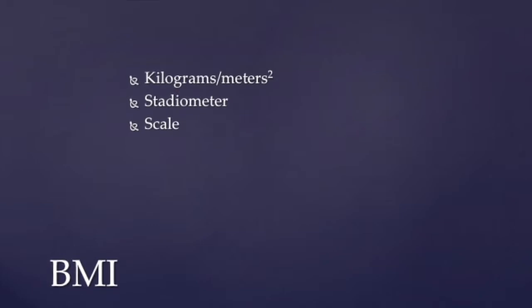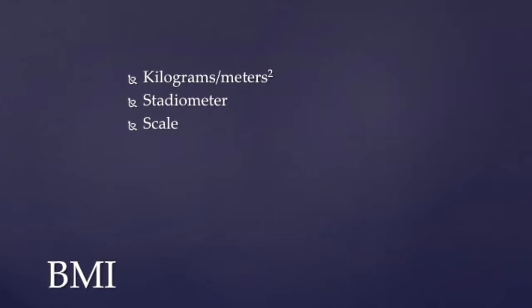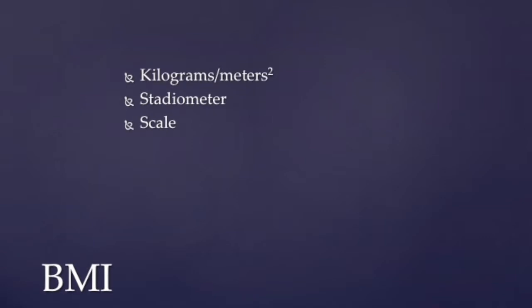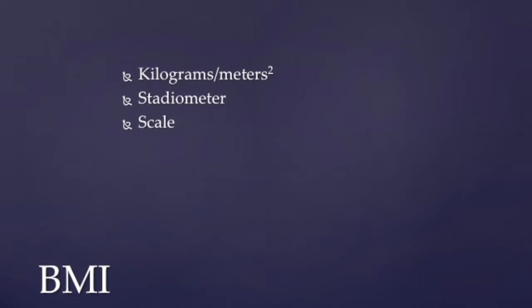BMI measures your weight relative to your height. The units used with BMI are kilograms divided by the height in meters squared. Equipment needed to calculate BMI is a stadiometer and also a scale. Height and weight measurements should be taken with shoes off for more precise measurements.